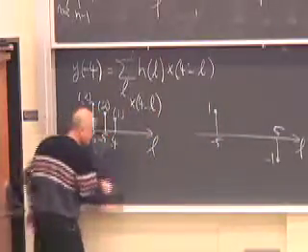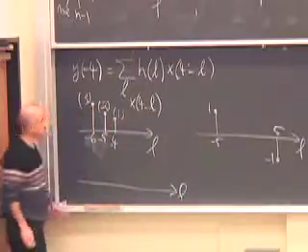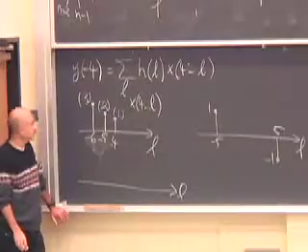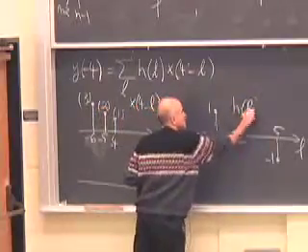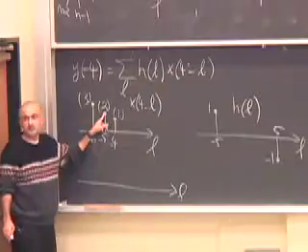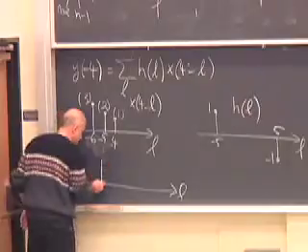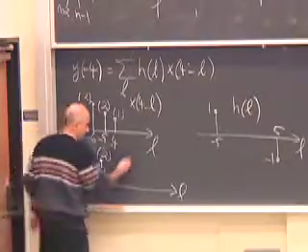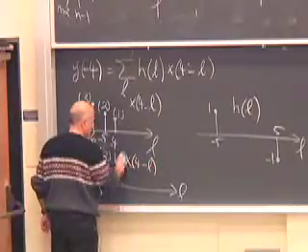What do you get? What's the product? What happens when you multiply this with that signal, h of L? How many non-zero values? 1. Where? Negative 5. And what's that value? 2. So this is x of 4 minus L times h of L.